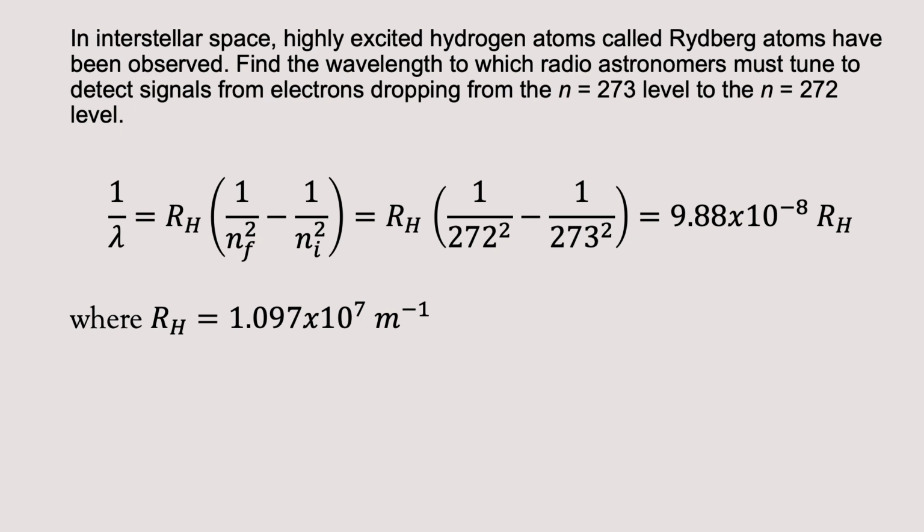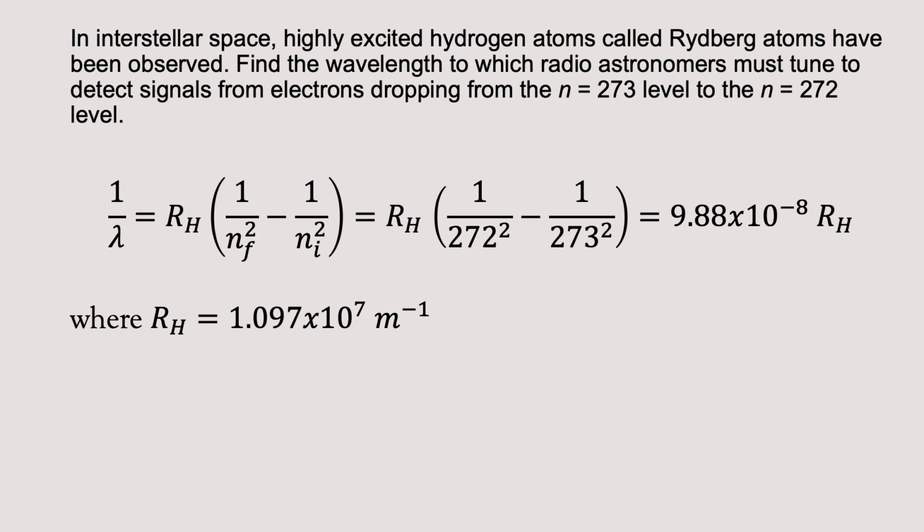Now, consider again the Balmer-Rydberg formula in interstellar space, where highly excited hydrogen atoms called Rydberg atoms were observed. Again, we are asked to find the wavelengths to which radio astronomers must tune to detect the signals from electrons dropping from energy level n equal to 273 to n equal to 272.